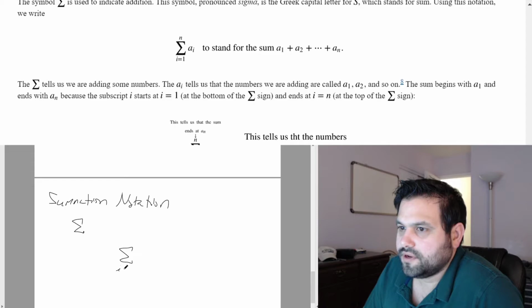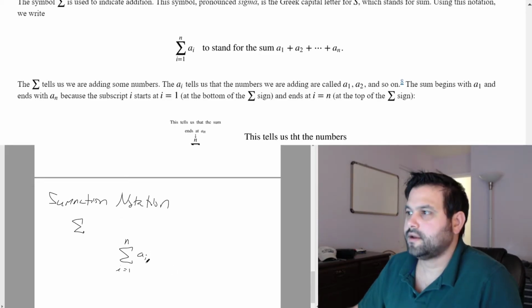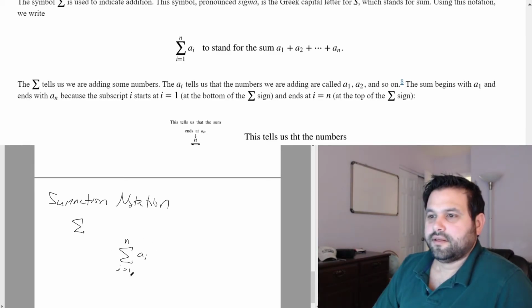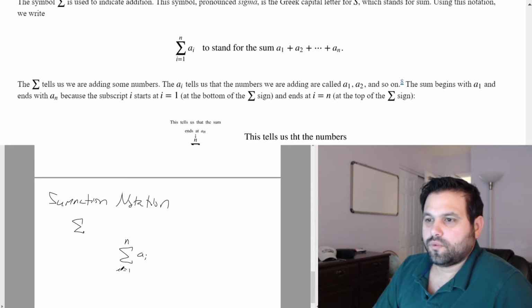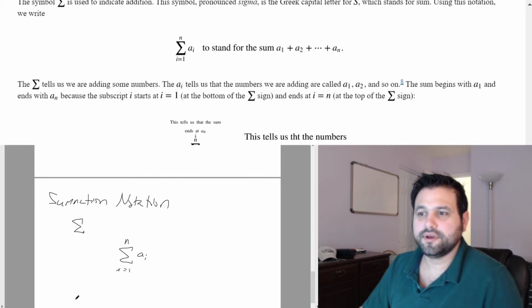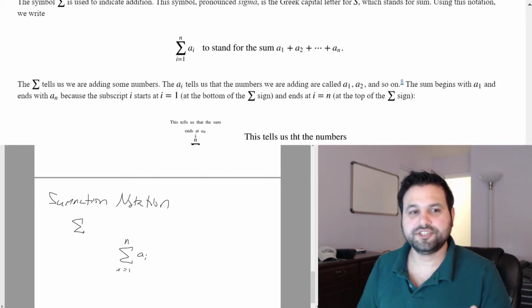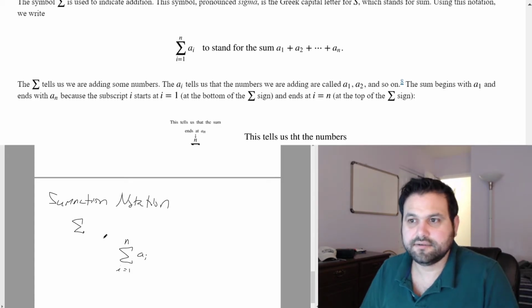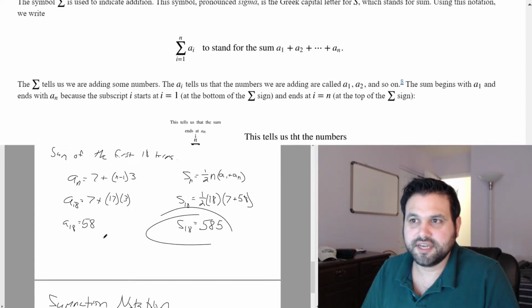So what we do here is, this is telling us where we're starting. You would sub this number into this rule. This is like the rule here, or the sequence. And then this is where we're stopping the summation. So in the example I just used for the first 18 terms, we have a sequence.